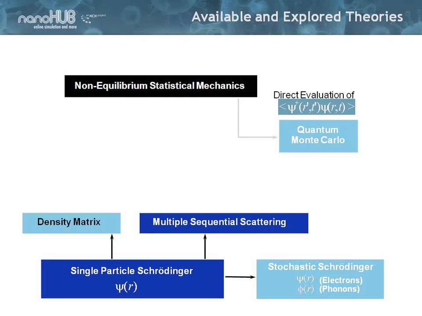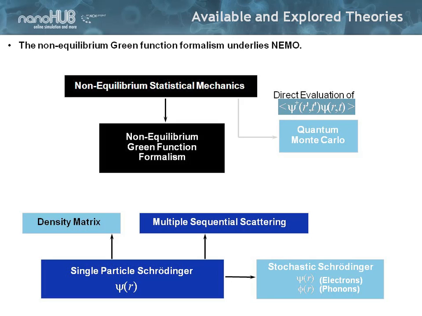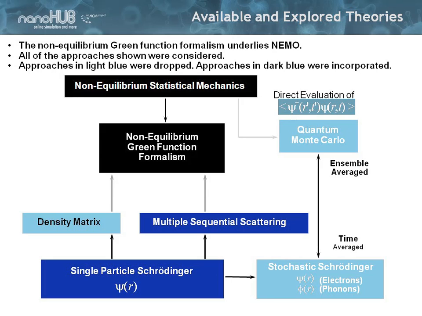From the non-equilibrium statistical mechanics, you can try to do a direct evaluation, that would be a quantum Monte Carlo simulation, or you can derive the non-equilibrium Green Function Formalism. And in a sense, these two, the stochastic Schrödinger equation and the quantum Monte Carlo, are related by different sets of averaging approaches. So what we had coded up in NEMO as prototypes were the single particle Schrödinger equation, multiple sequential scattering, the stochastic Schrödinger approach, the NEGF approach, and we had played a little bit with a quantum Monte Carlo and density matrix, but not very strongly.